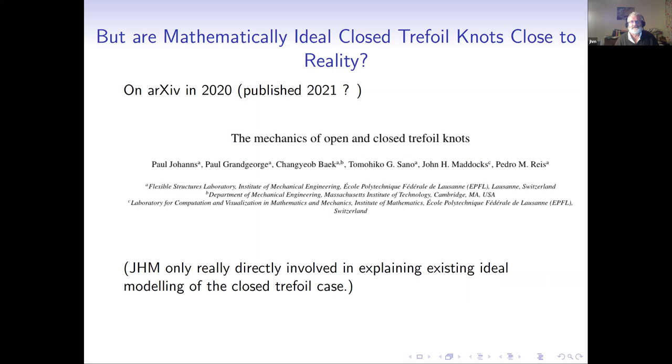So I started off with some mathematics, some hand waving about existence. I then did numerics, okay. Mathematically, ideal closed trefoil knots close to reality. Everything I've shown up till now is, I guess, at least 5 years old, probably more of it 10 or 15 years old. 10 or 15 days ago, we stuck this article on the archive, right? This is the mechanics of open and closed trefoil knots.